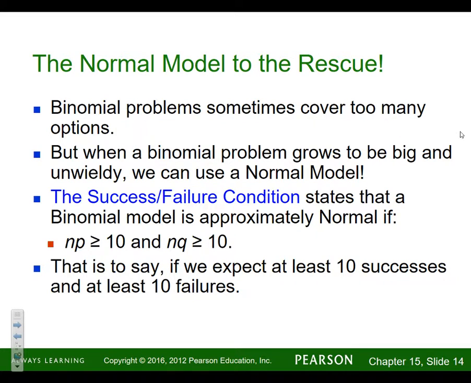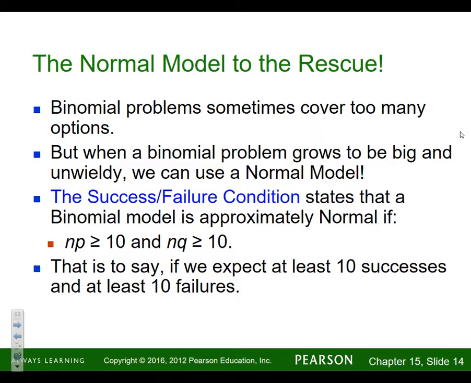Okay. Normal model to the rescue. Binomial problems sometimes cover too many options. But when a binomial problem grows really, really big, when that sample size gets really, really big, we can approximate a normal distribution. Yay, normal distributions, right? So once we get our numbers, we can use that normal table that we had and make calculations off of that.